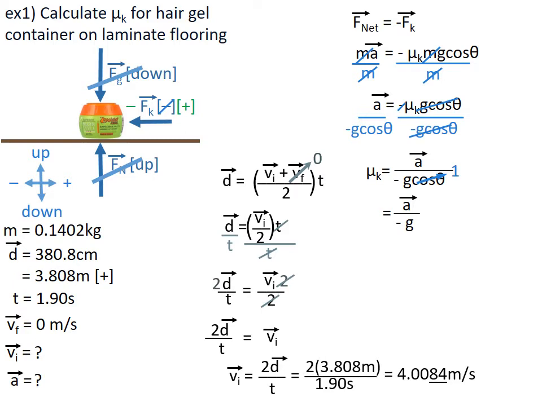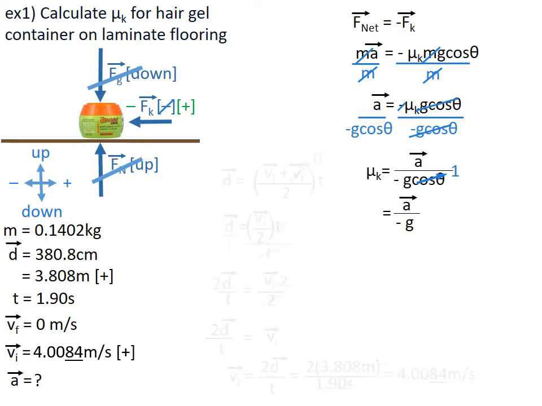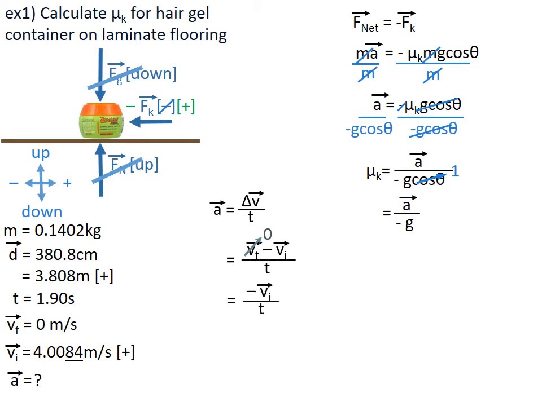So in my variable list, I will change that question mark for vi to 4.0084 meters per second in the positive direction. Now I can solve for acceleration. Acceleration is change in velocity divided by time. Delta V is equal to VF subtract VI, so I will sub that in for delta V. VF, like we said, is equal to 0. So VF subtract VI equals 0 subtract VI, and 0 subtract VI is equal to negative VI. So our numerator is now negative VI, and that's being divided by t.